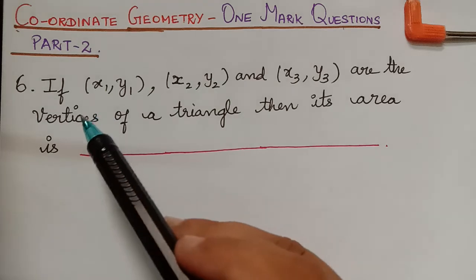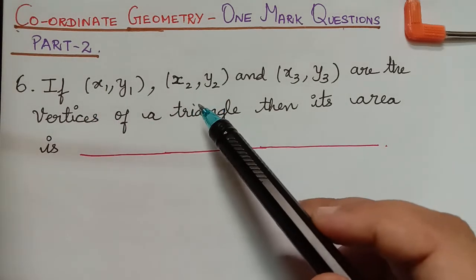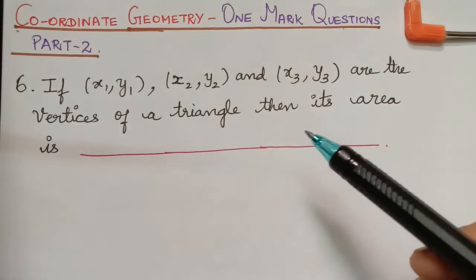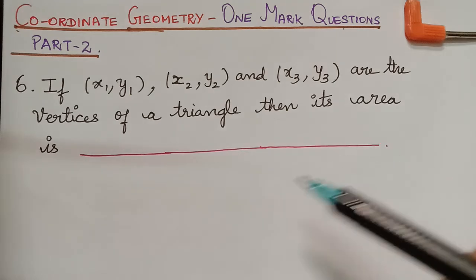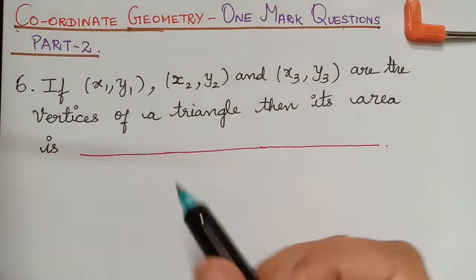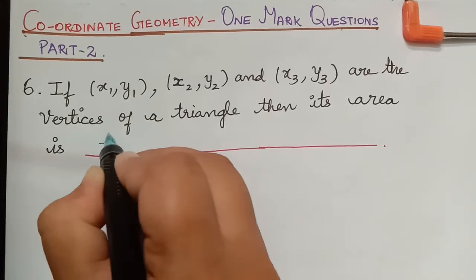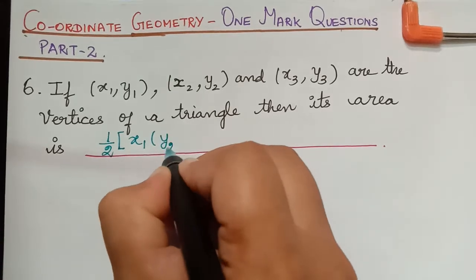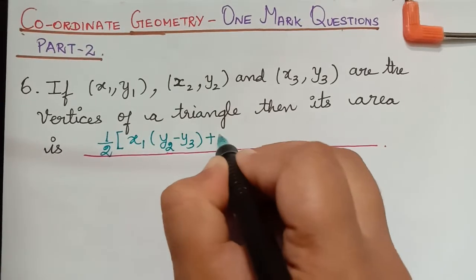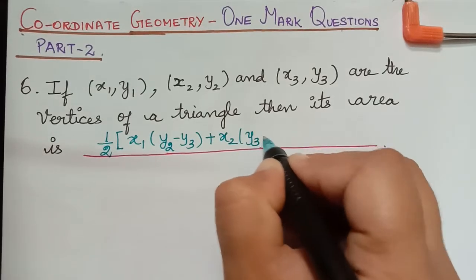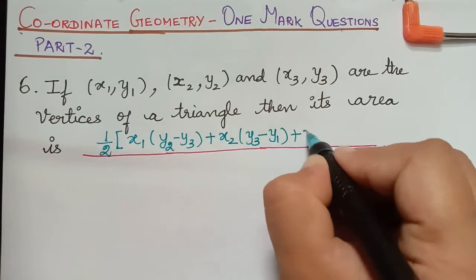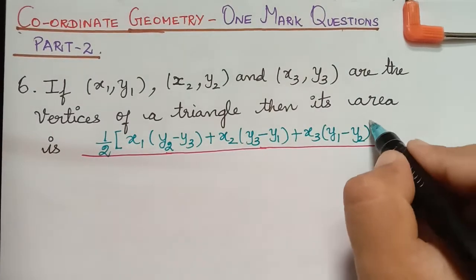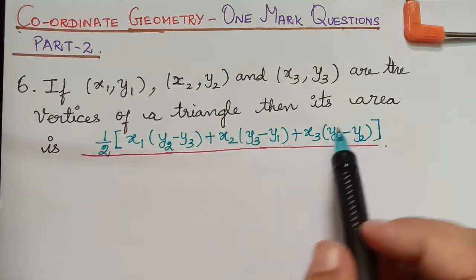The first question is, if (x1, y1), (x2, y2) and (x3, y3) are the vertices of a triangle, then its area is given by dash. So we know that the area of a triangle is given by the formula 1 by 2 of x1 multiplied with (y2 minus y3) plus x2 multiplied with (y3 minus y1) plus x3 multiplied with (y1 minus y2). So this is the area of the triangle.